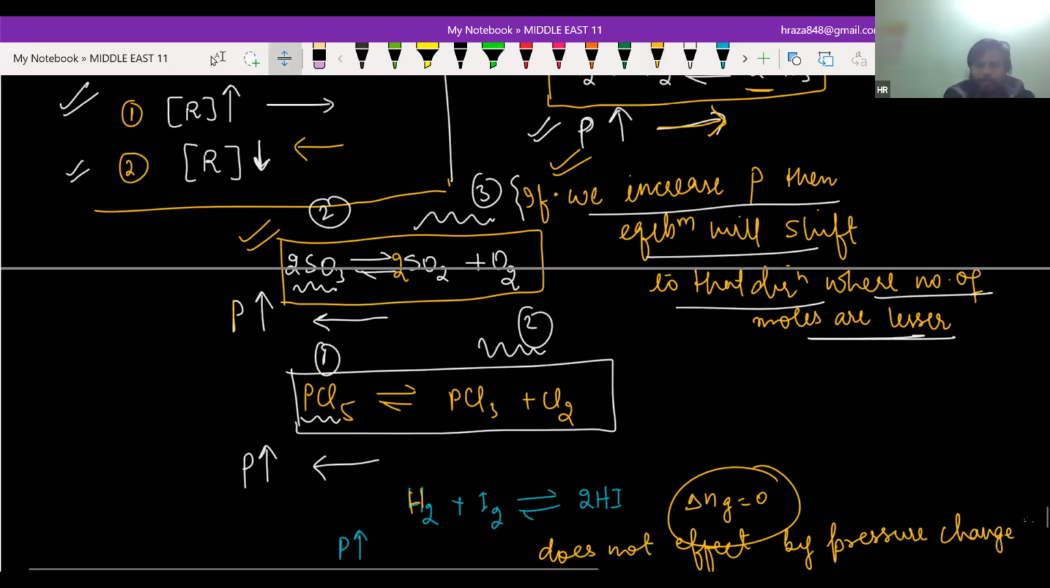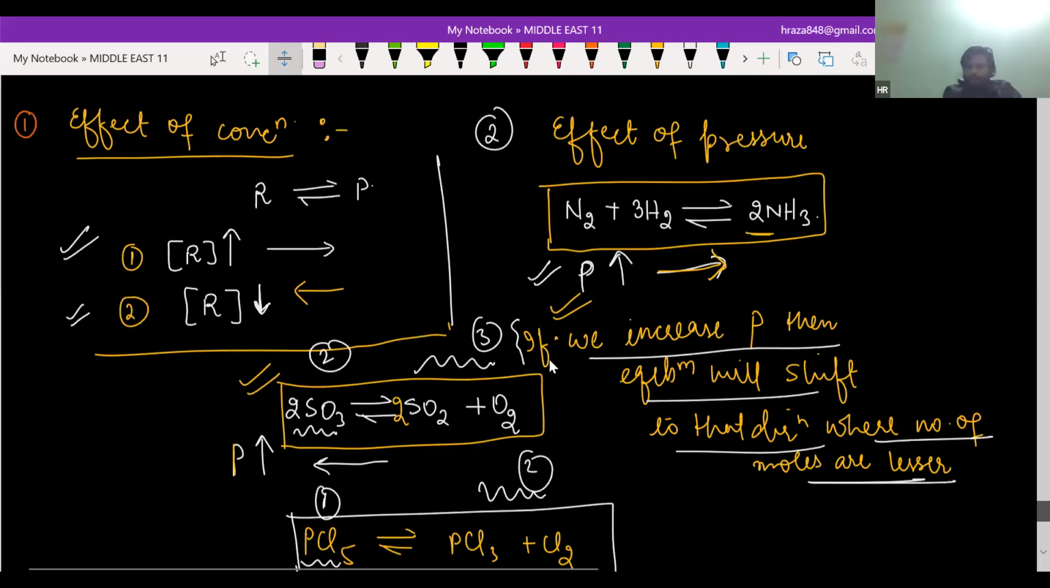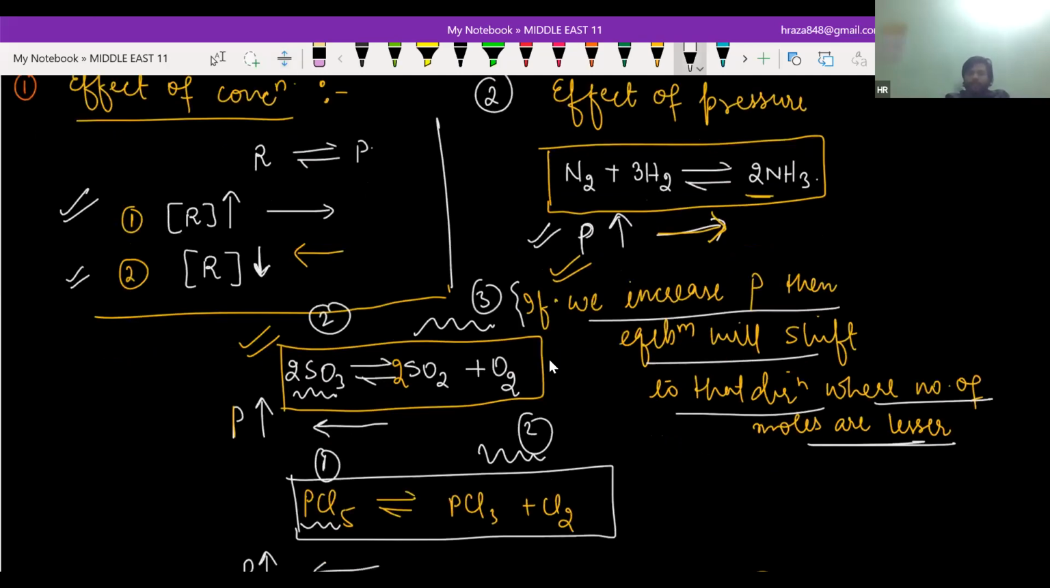Let me know if you are done with this. Just write it, very easy. It is a very important topic. You just need to tell me the answer in terms of direction. Left, right, right, left, where it will move.